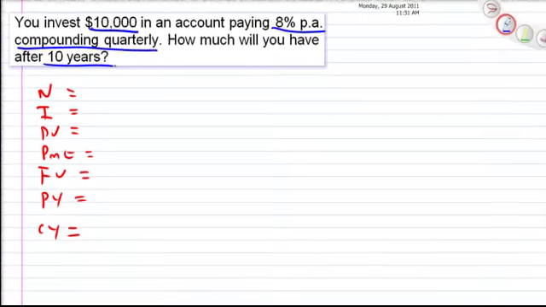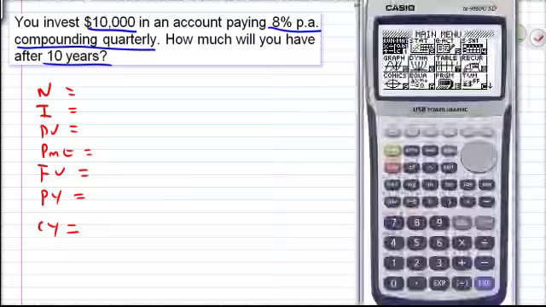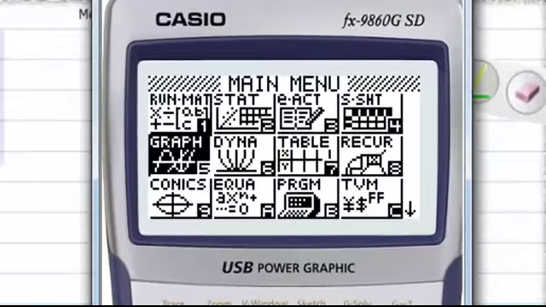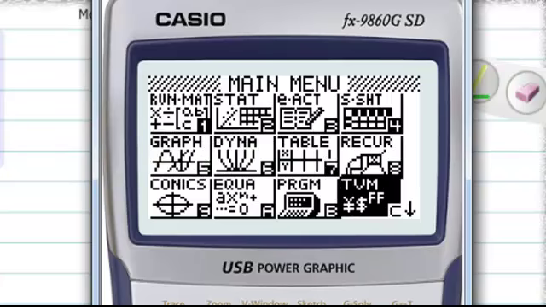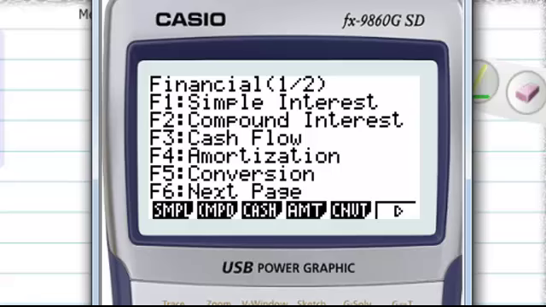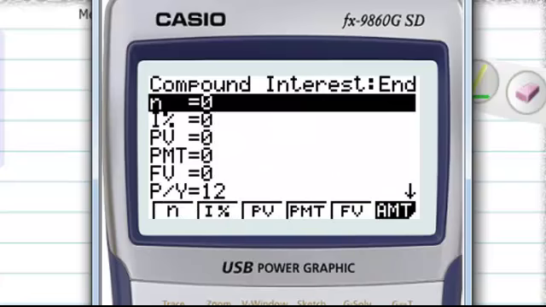On the screen of your calculator, you have to go to TVM. So you're moving down across, and it's down there. If you go execute, you've got all these other things to go to. You've got simple interest, compound interest, cash flow, amortization, conversion, and a few other bits and pieces. We want to have compound interest, so you go F2.